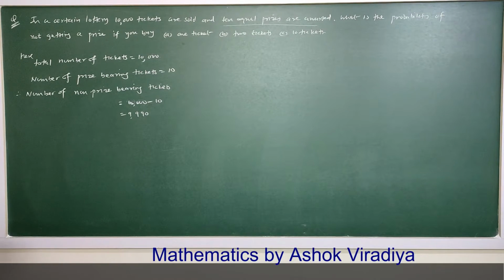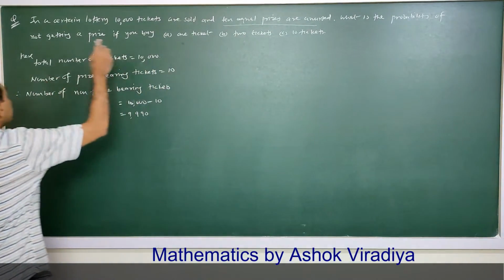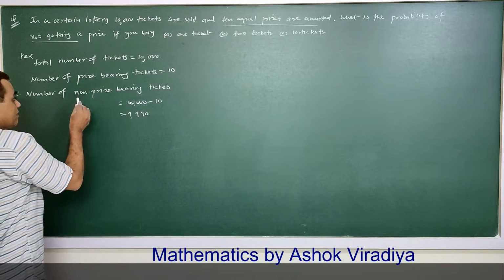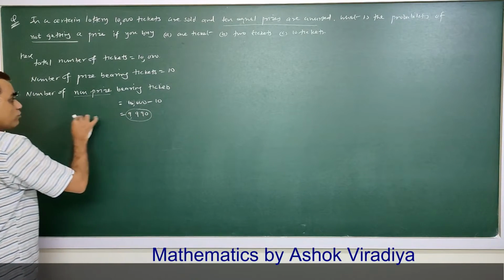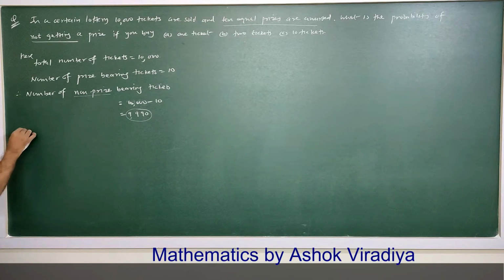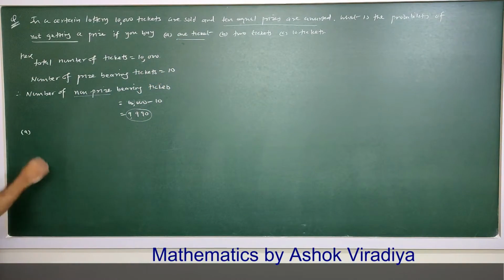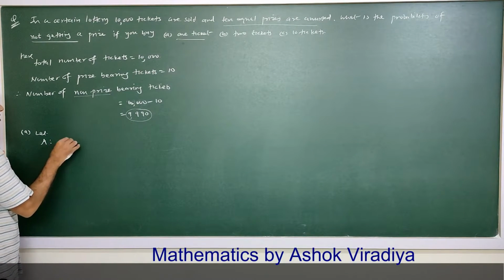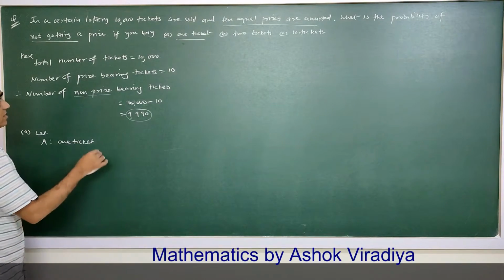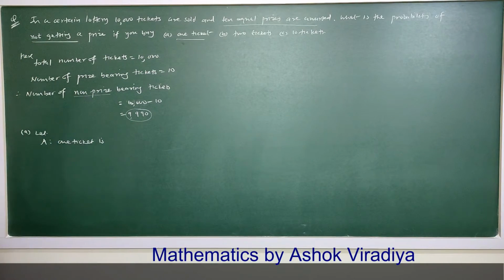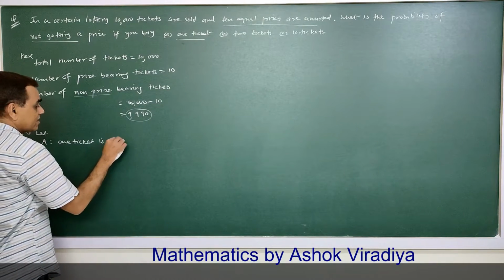Now we are asked the probability of not getting a prize. If a ticket is not getting a prize, that means it should be purchased from the non-prize bearing tickets. It should be from this group. So here we answer one by one. If one ticket is not getting a prize, let A be the event that one ticket is not getting a prize.